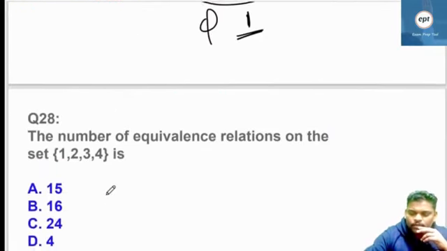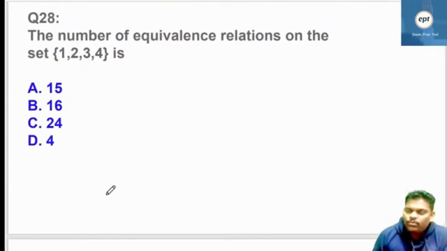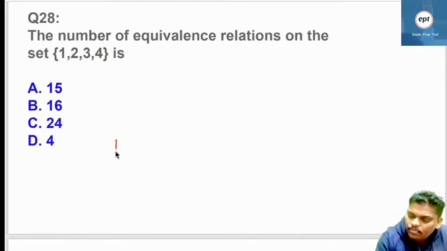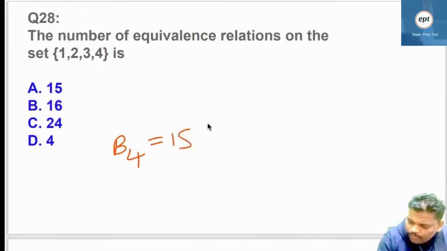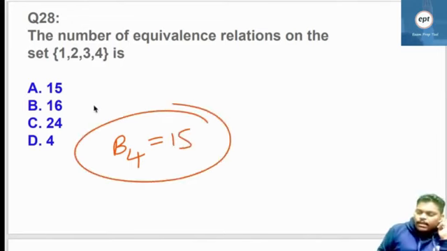Right, go to the next one. I think this one I also said in the notes: the number of equivalence relations on the set 1, 2, 3, 4 is the Bell number B4, which is equal to 15. In the class notes I said it is a Bell number. Just Google it and you will get Bell number B4.